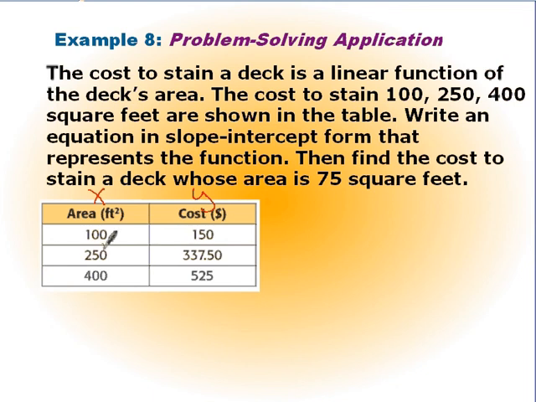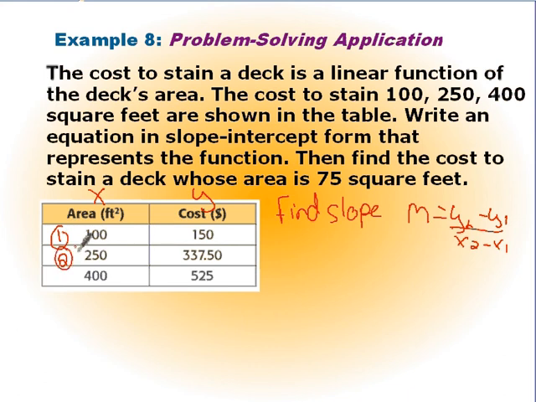Okay, let's do it in point-slope form. So the first thing we need to do is find slope. That's your m, and that's y2 minus y1 over x2 minus x1. Let's call this point 1 and let's call that point 2. So y2 is 337.5 minus 150 over 250 minus 100.